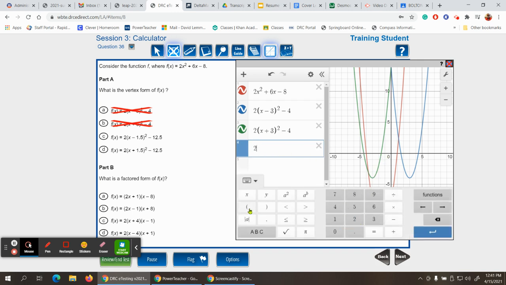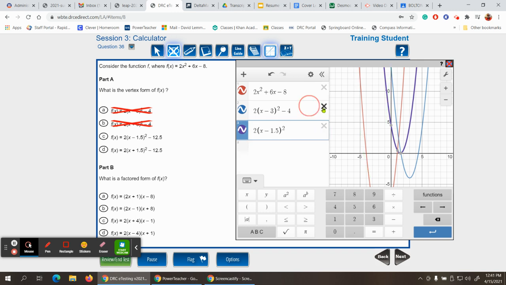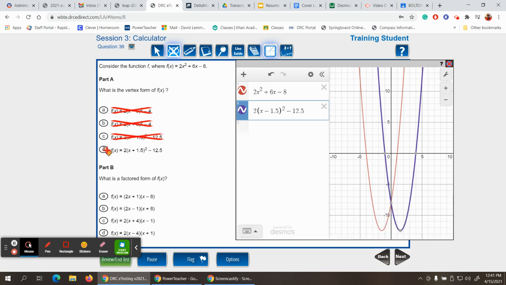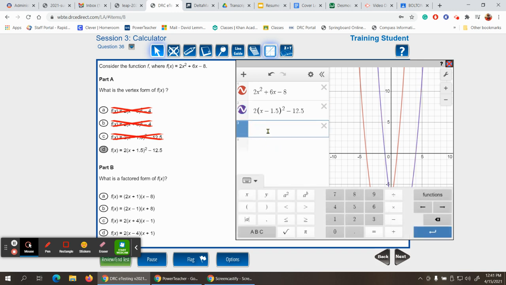Let's go with 2 parentheses x minus 1.5 close parentheses squared. I know these aren't answer choices, so I'm getting them out of there. And then go back to minus 12.5. Is that an answer choice? No. So that means D is going to be my answer. Let me show you why.